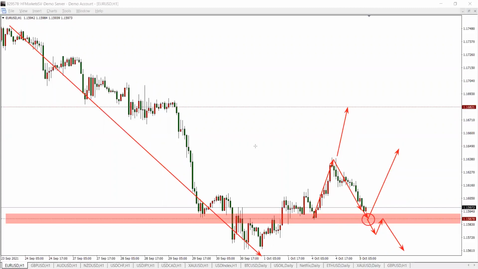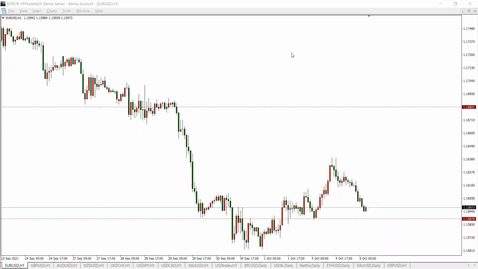So do not rush, do not jump into the market blindly. Wait for the market to properly get to your area of interest and then look for proper price action or whatever you use as your entry trigger to jump into the market. So this is Euro USD here, nothing solid for now.